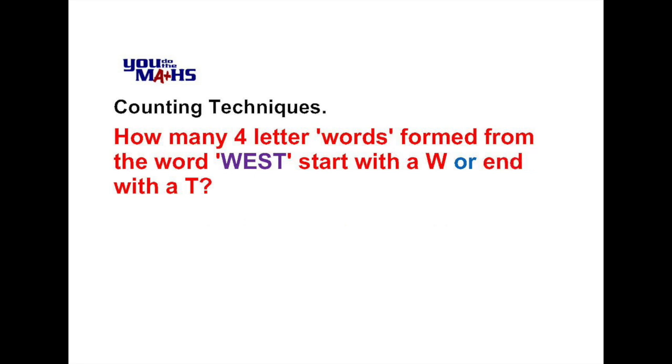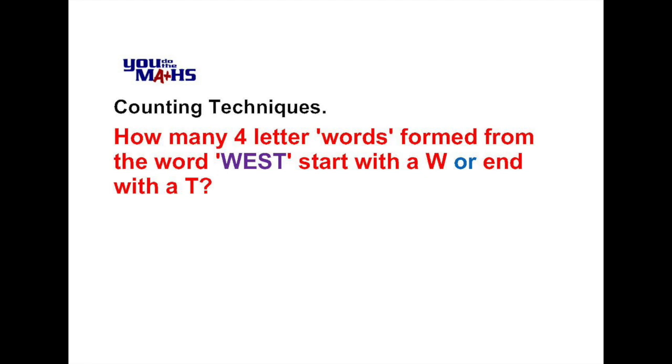In this next example, we can see that we are asked to start words with a W or end with a T. So the word or means we need to consider all possible cases. They don't have to occur together. But because it's starting with a W or ending with a T, it is possible that we could have a mixture of words that do start with a W and end with a T. These two events are not mutually exclusive. And this is a little bit more involved now.